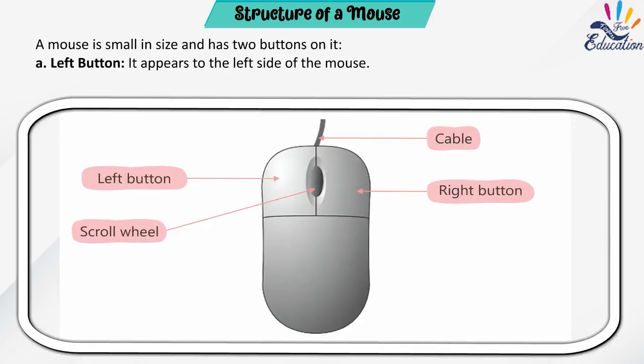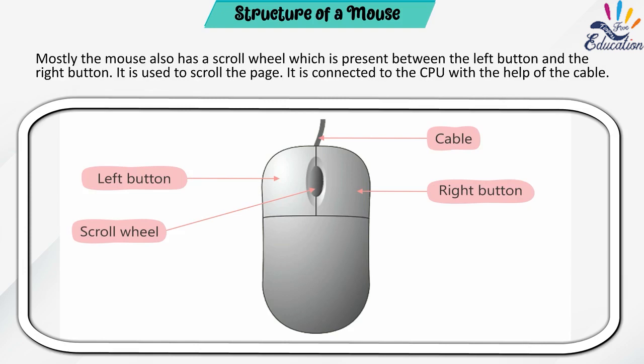Left button. It appears to the left side of the mouse. Right button. It appears to the right side of the mouse. Mostly the mouse also has a scroll wheel which is present between the left button and the right button. It is used to scroll the page. It is connected to the CPU with the help of a cable. Cable, right button, left button, scroll wheel.